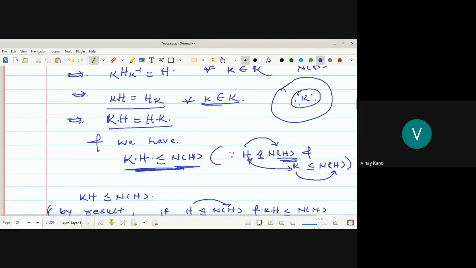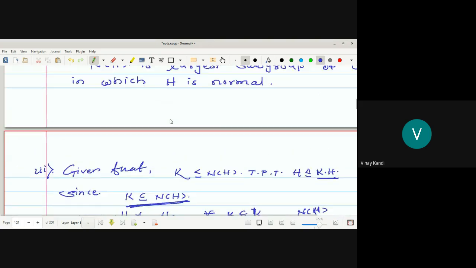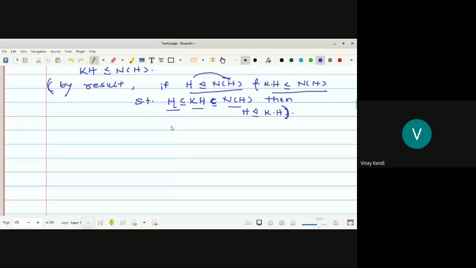K is contained in the normalizer of H, so K into H again is contained in the normalizer of H. So this implies capital H is normal in K into H. Okay, hence the proof. Any doubts up to here?